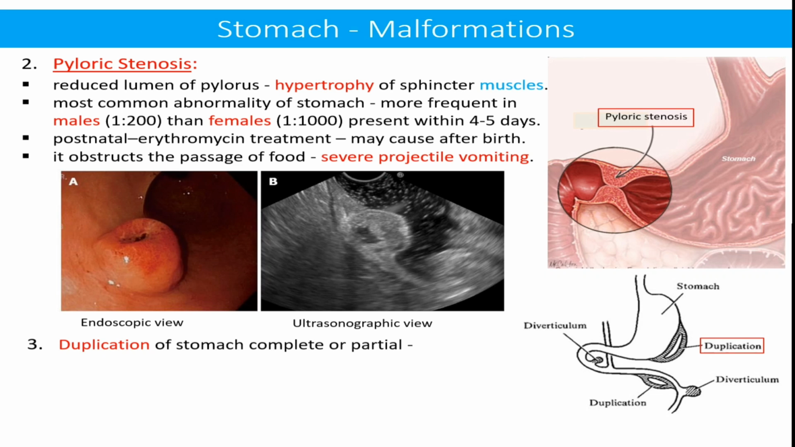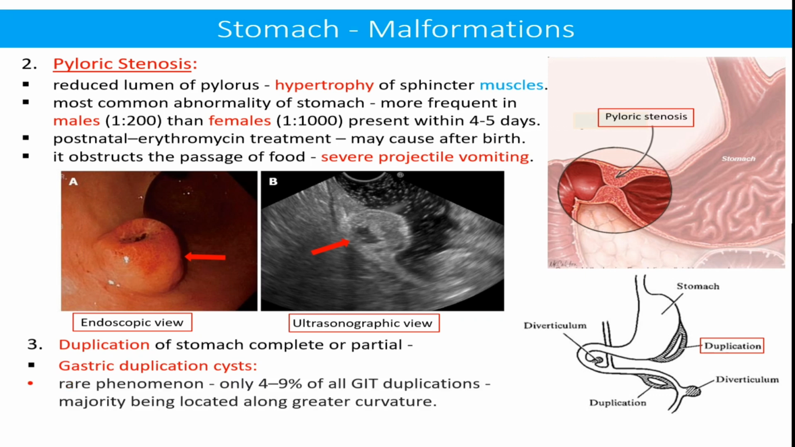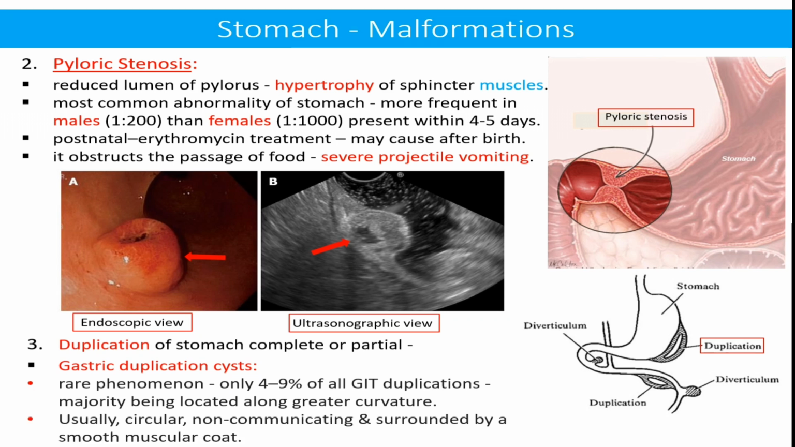Third type of stomach malformation is duplication of the stomach, which can be complete or partial duplication. These are also named as gastric duplication cysts. These are very rarely seen, and these represent only 4 to 9% of all the GIT duplications. Majority of the duplications in the stomach occur along the greater curvature, and usually they present as circular, non-communicating, and surrounded by a smooth muscle coat.